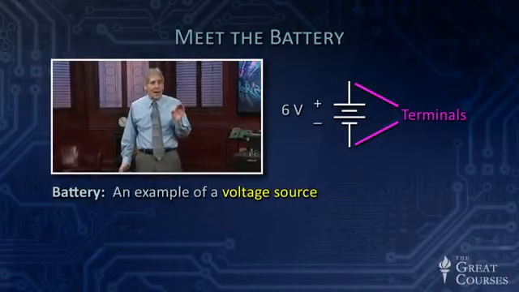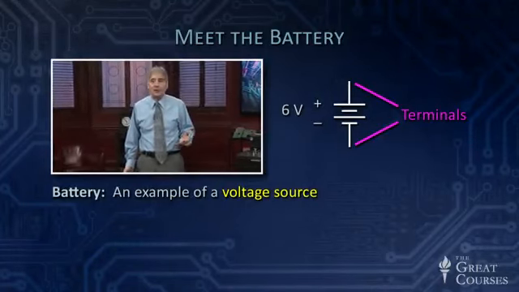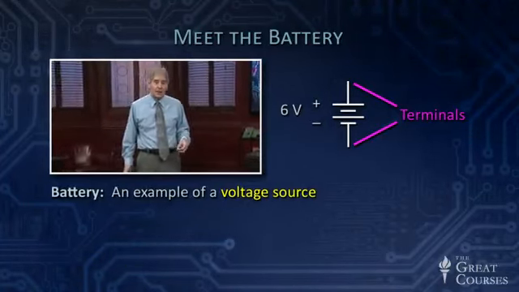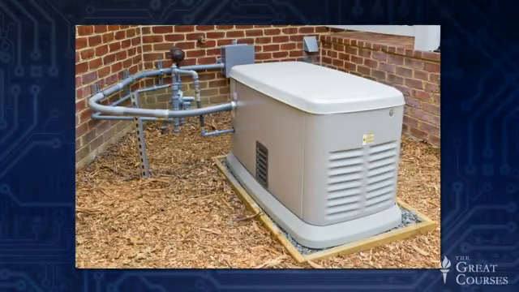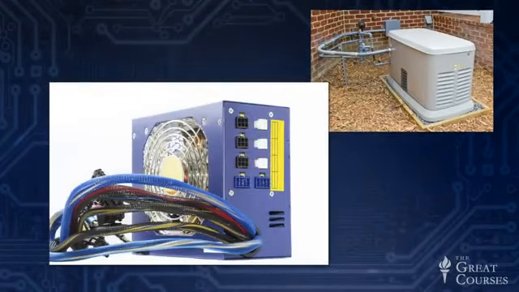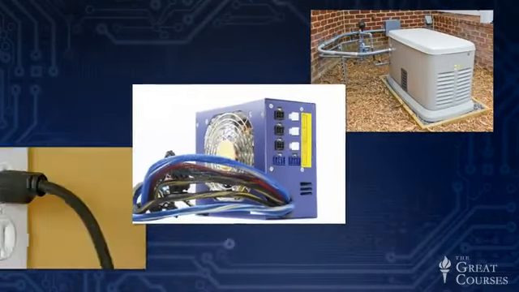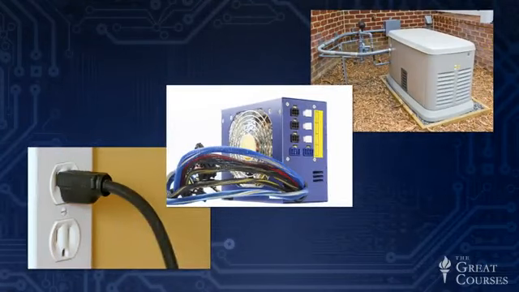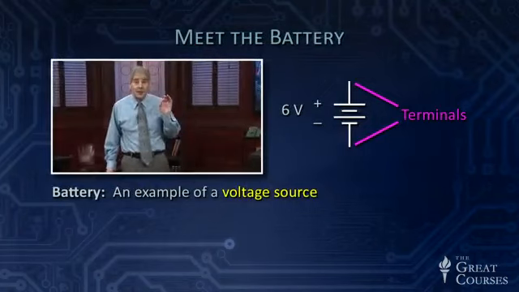So the battery is one example of what's called a voltage source. There are plenty of other examples. An electric generator could be a voltage source. A so-called power supply is a voltage source. The wall outlet is a voltage source, which is a varying voltage source, as we'll see in another lecture. But a battery is a very simple example.